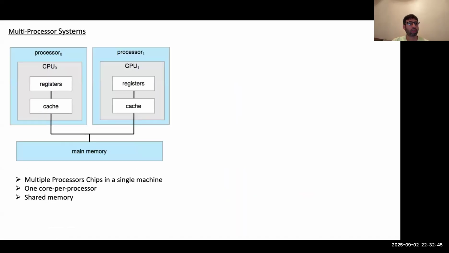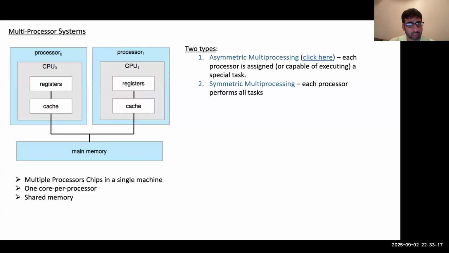To increase the throughput, the straightforward, logical solution is to have multiple processor chips in a single machine. So this time we have a computer with two different processor chips, each with their own CPU, CPU 0 and CPU 1. We still have a single core on each processor, and both processors share the memory, right?